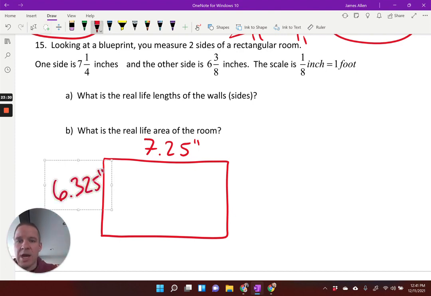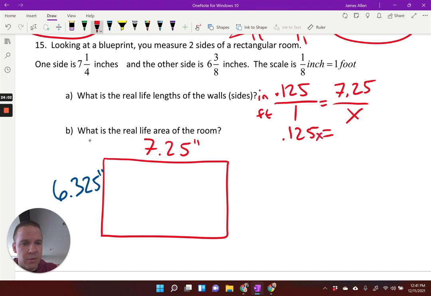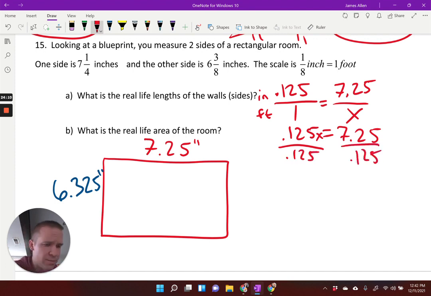So the first one will be our 7.25 inches. What's my scale factor? We'll go with that first. 0.125 for 1/8 of an inch equals 1 foot, inches and feet. And then I have my 7.25. That's my blueprint dimension. And I want to know what the real life dimensions are. So we'll call that x. So I'm going to cross multiply, solve. I get 0.125x equals 1 times 7.25, which is just 7.25. We'll divide by 0.125 and get our first dimension. If you're like, haven't we done this before?